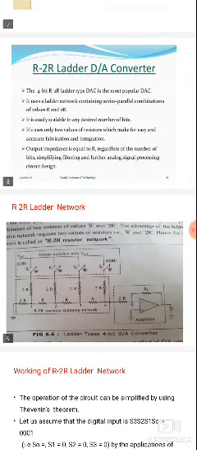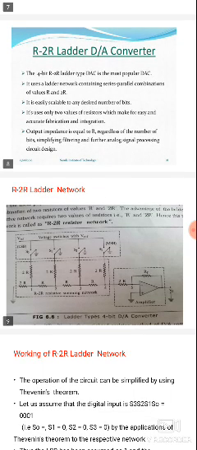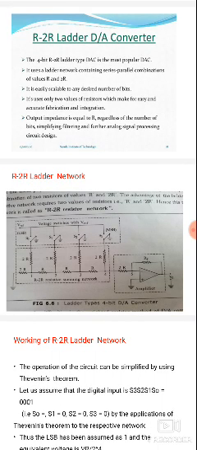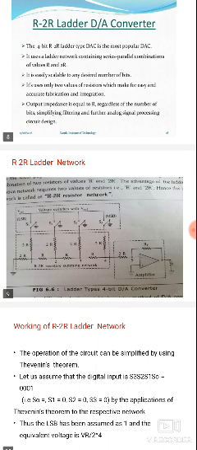Next, the R-2R ladder digital to analog converter, a 4-bit R-2R ladder type, is the most popular type of DAC. It uses a ladder network consisting of series-parallel combinations of values R and 2R. It is easily scalable to any desired number of bits. It uses only two values of resistors, which makes for easy and accurate fabrication and integration. That's why the circuit design is easy.